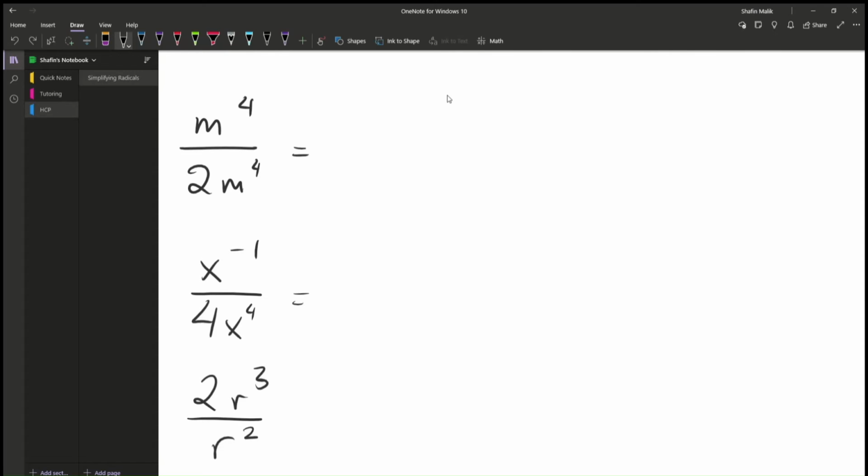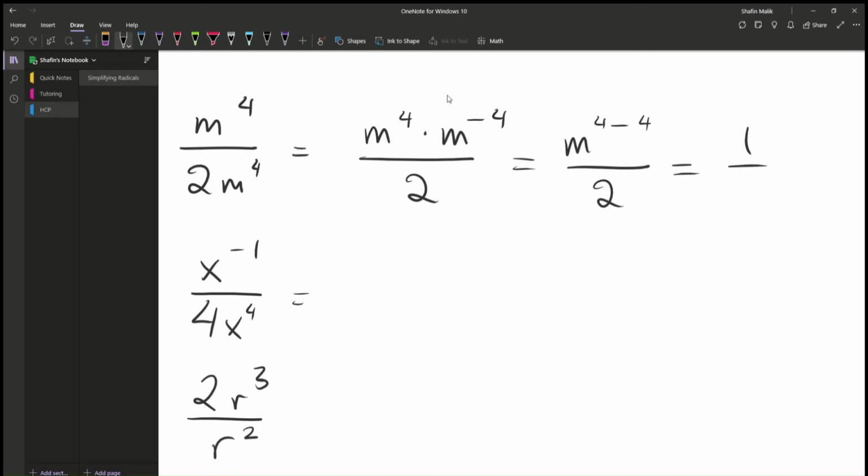So for example, let's first move the denominator and invert it into the numerator. This will simply result in m to the fourth power minus the fourth power over 2, which will result in 1 over 2.